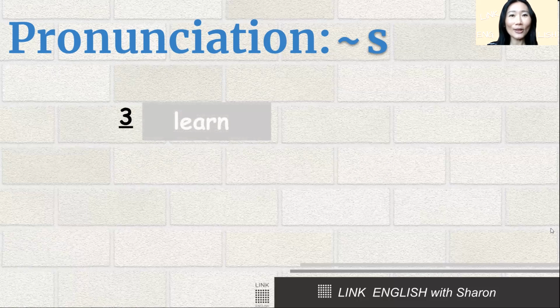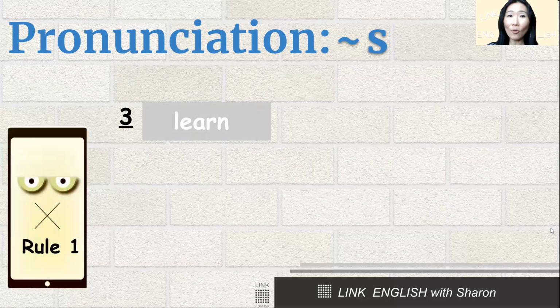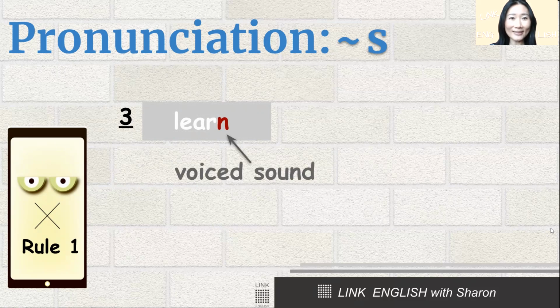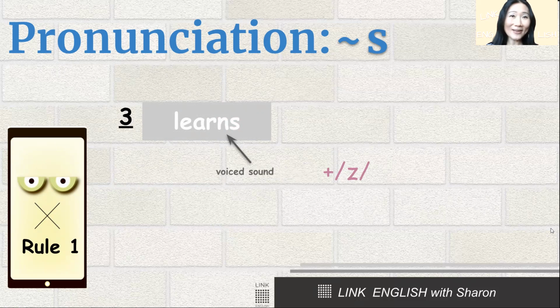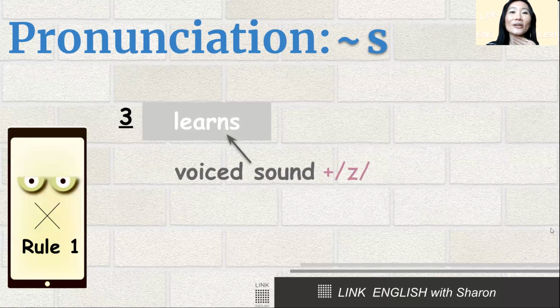Next one, look at learn. The same. Pay attention to the ending sound if it's not one of those in rule number 1, but a voice sound like this. Then S sounds like Z, learns. What's a voice sound? When you say it, you can feel the vibration here. Learn. You feel it?